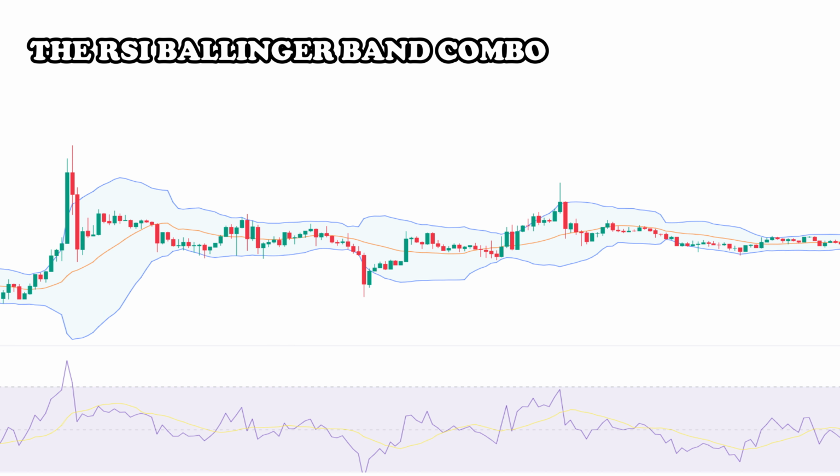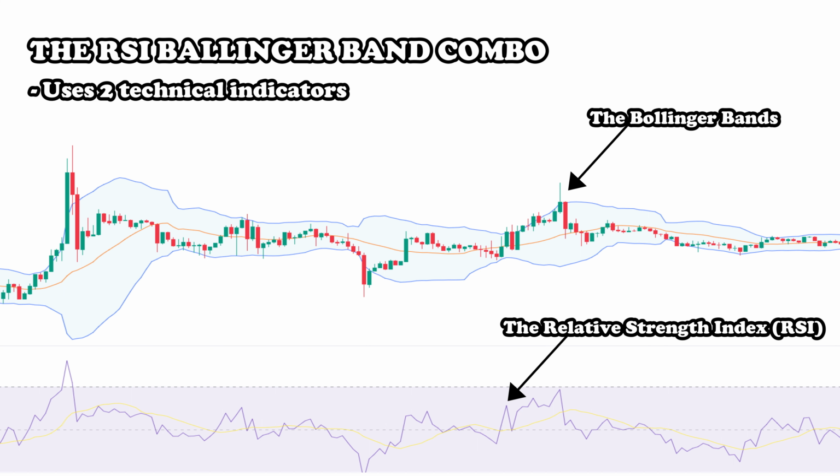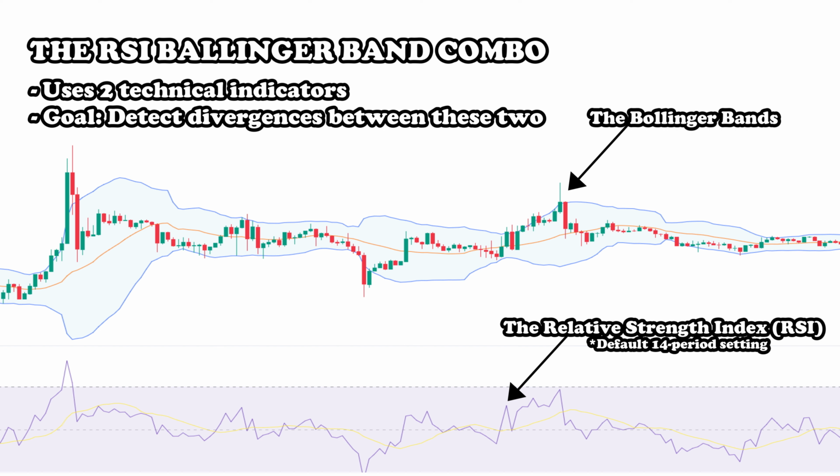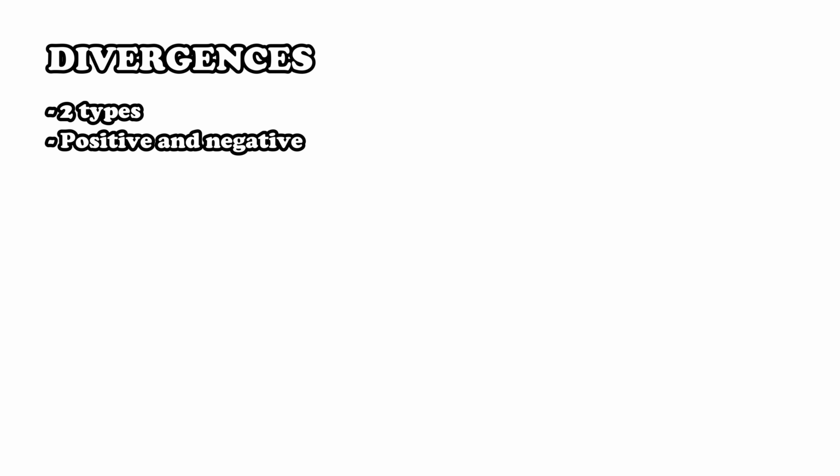The second trading strategy we will look at is called the RSI Bollinger Band combo, which involves the utilization of two technical indicators, the Relative Strength Index and the Bollinger Bands. The RSI will be used with the default 14-period setting. The objective of this strategy is to detect divergences in the RSI and then utilize the Bollinger Bands for entering and exiting trades. Divergences, which come in two forms, positive and negative, are important to understand in this strategy.